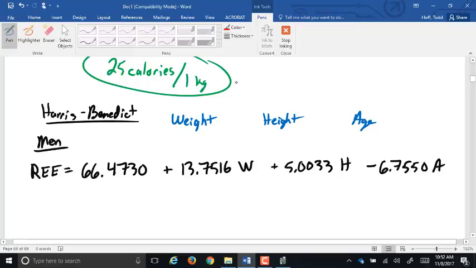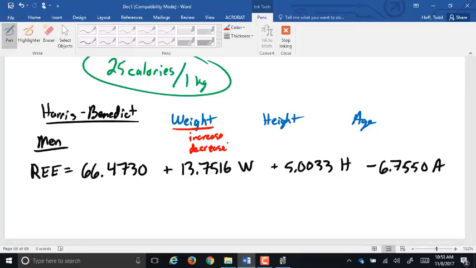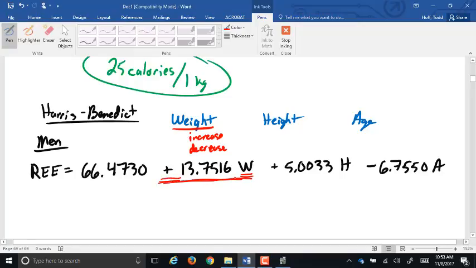Looking at the formula, I want you to take a few seconds and think: does weight increase or decrease? If your weight goes up, does that increase or decrease your energy expenditure according to this formula? Okay, so what would you say? If weight increases, does the energy expenditure go up or down? Well, this is a positive rate of change, yes.